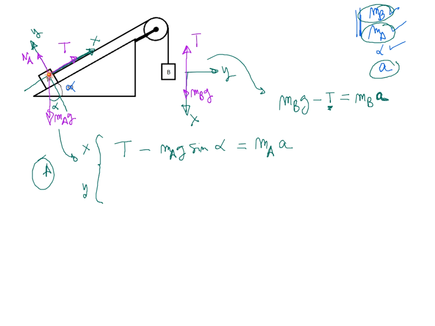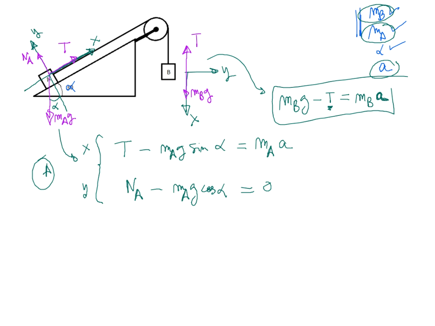We know that A is along the X and 0 along the Y, which means right away, boop, boop, boop, bing. And in the Y, just for good luck and good karma, NA minus MAG cosine alpha, which again we will not use in this particular problem, but we will later on as we introduce friction.